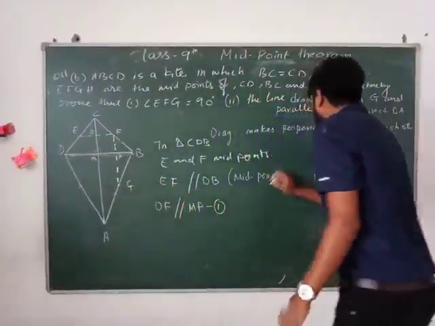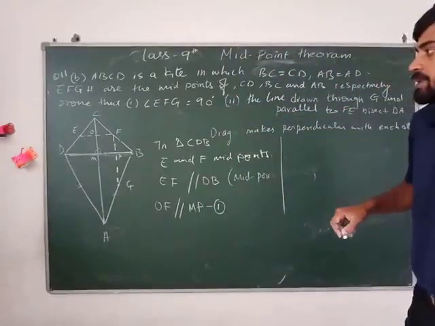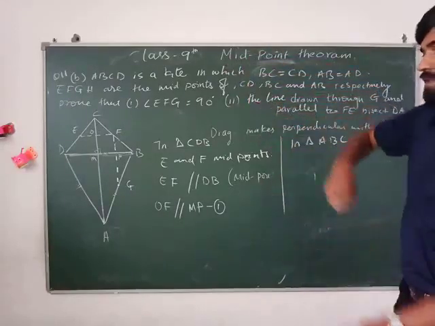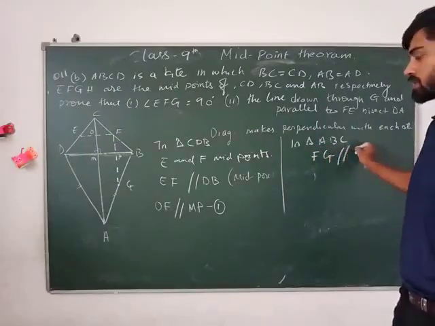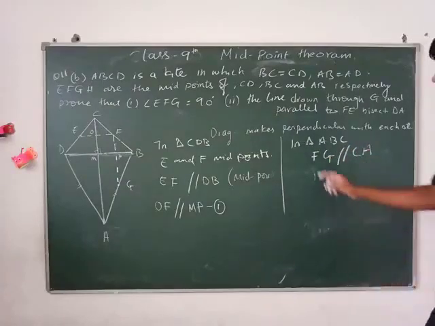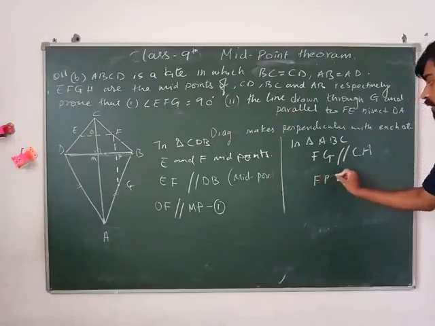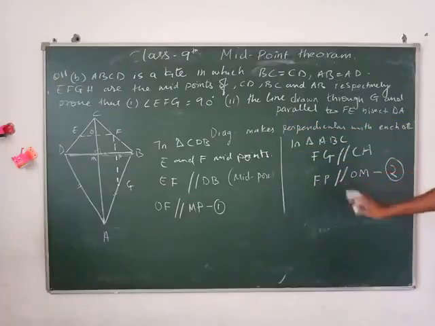Now let me have a look at equation 2. In triangle ABC, which is slanted like this, ABC, I can say FG is parallel to CA or AC. So I can also say a part of FG, that is FP, will also be parallel to OM. This is equation 2. If you see equations 1 and 2, what do you observe? OF is parallel to MP. And FP is parallel to OM.